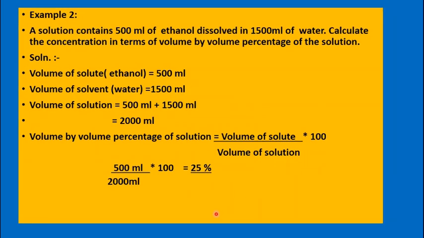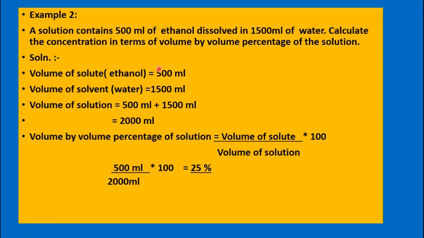Look at the second example. In this example, just see the question. The solution contains 500 milliliters of ethanol dissolved in 1500 milliliters of water, or 1.5 liters of water. Calculate the concentration in terms of volume by volume percentage of the solution. Here both the terms are in volume, milliliter and milliliter. You have to calculate the concentration of the ethanol in water.